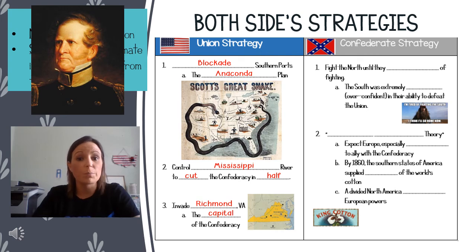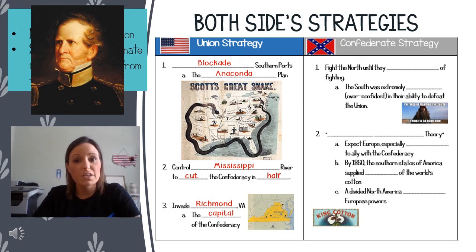First, the Union would blockade or close southern ports. This strategy would keep supplies from reaching the Confederacy and prevent the South from exporting its cotton to Europe. Second, the North would seek to gain control of the Mississippi River. This would split the Confederacy in two and cut the Southern supply lines. Ever heard the phrase divide and conquer? And the final step to the Union's plan was to capture Richmond, Virginia, the Confederate capital.